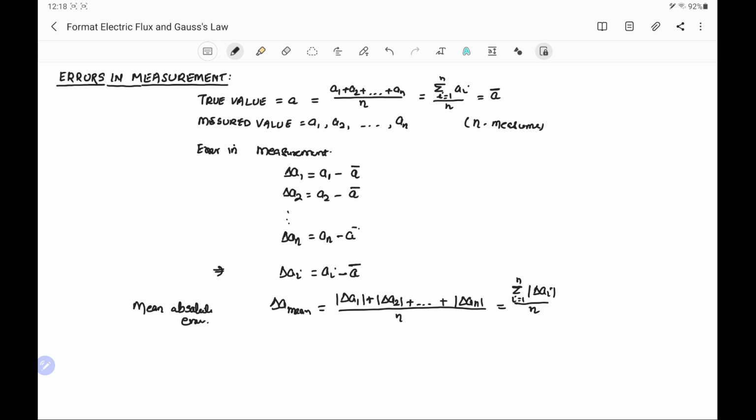Using this mean absolute error, we can find the relative error in measurement. This relative error in measurement is equal to the mean error delta a mean divided by the actual value. The actual value we are taking as the mean value of the measurement, and this ratio is the relative error in the measurement. Here delta a mean is the mean absolute error, and a mean is treated as the true value of the quantity.